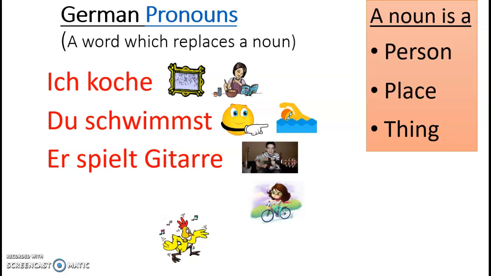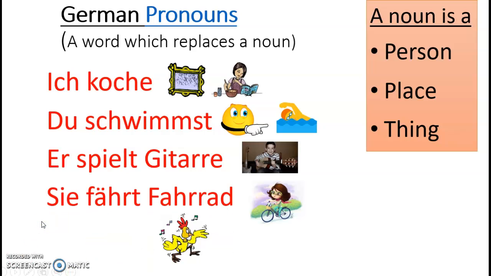If you're talking about one person and it's male. Er spielt Gitarre. And same thing, sie for a female. Sie fährt Fahrrad. She is riding bikes.